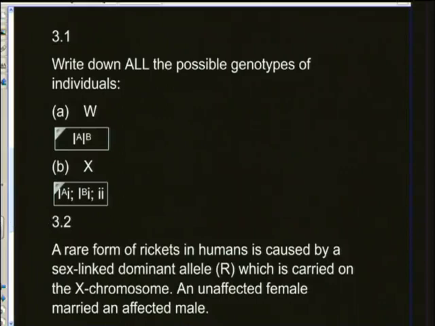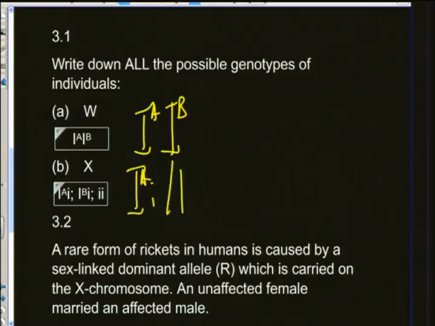W is IA, IB. That's how you write for AB. And for A, it's either IA, small i, or it can be IA, IA. But in this case, it had to be that one there. Okay? Why do we have so many by L or by X?